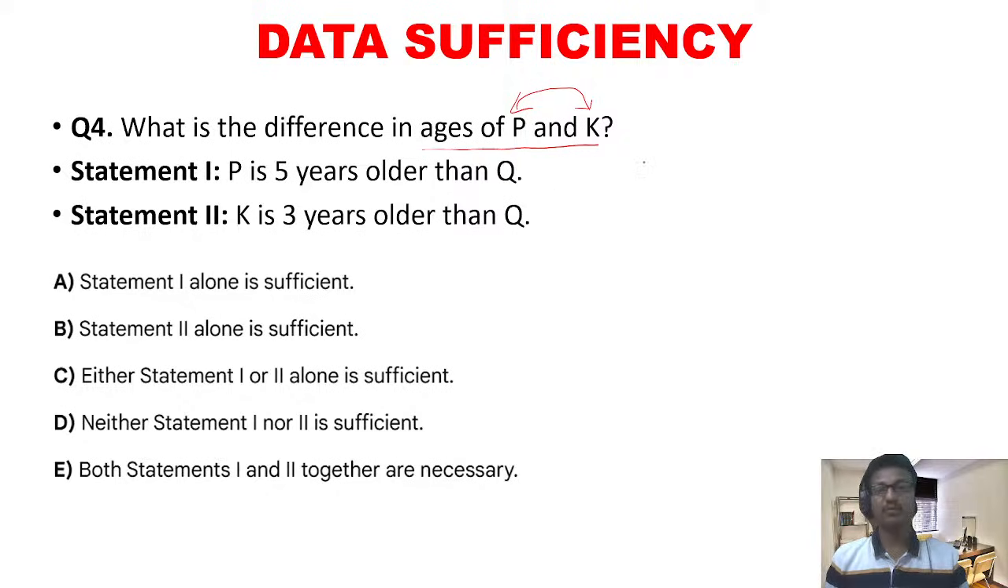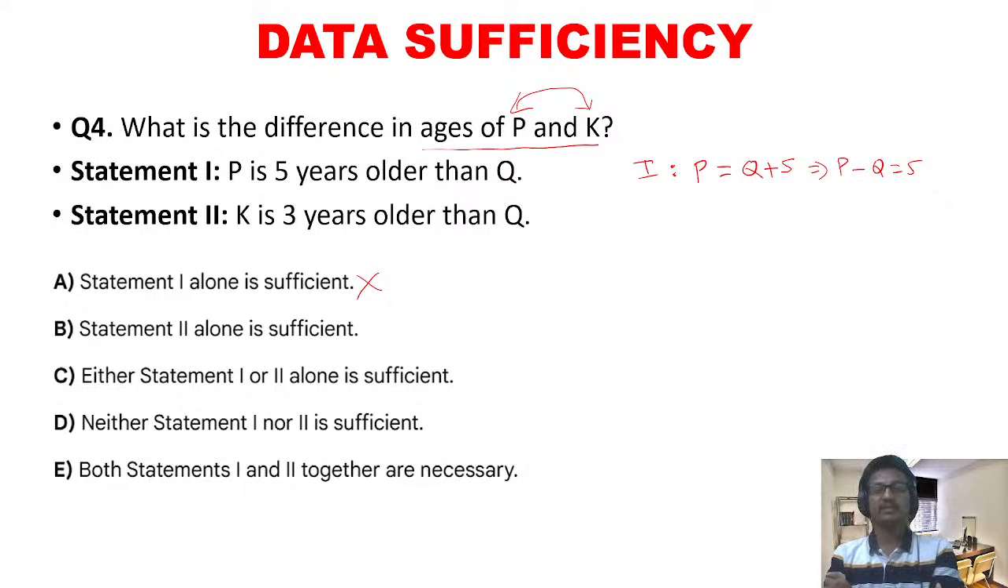Okay. So from statement 1, let us look at this. What is given? P is 5 years older than Q. That means if Q's age is Q, then Q plus 5 gives the age of P. So this gives the equation P minus Q is equal to 5. So are you able to find the difference in ages of P and K with statement 1 alone? No. So statement 1 alone is not sufficient.